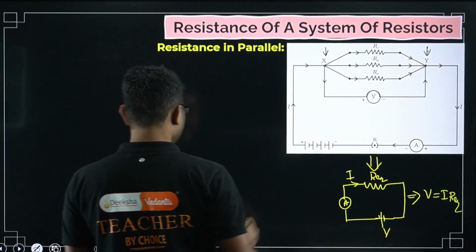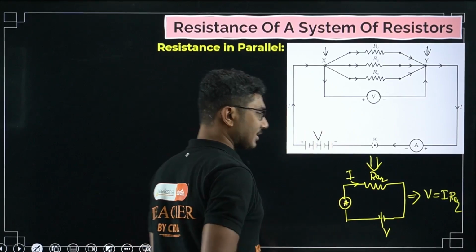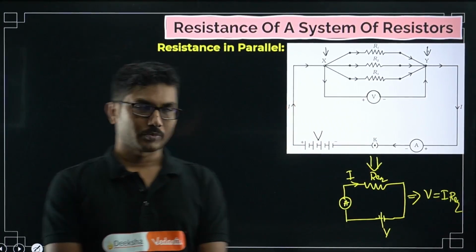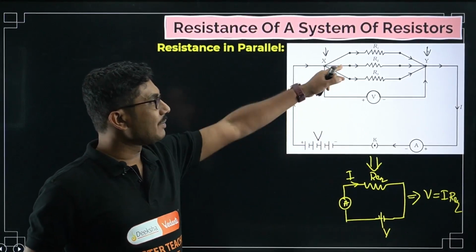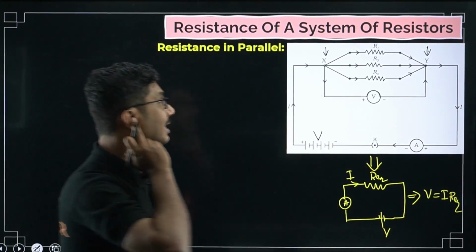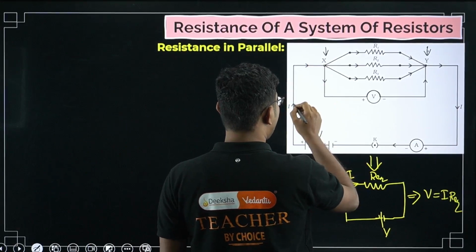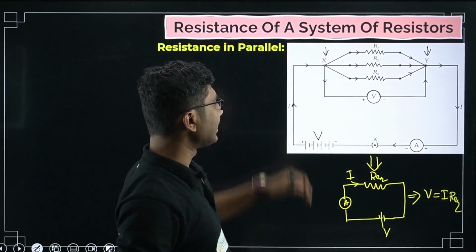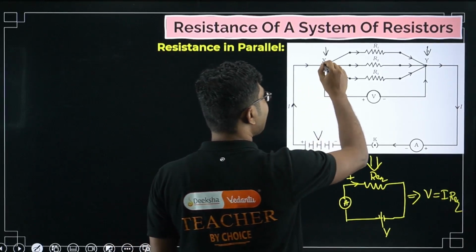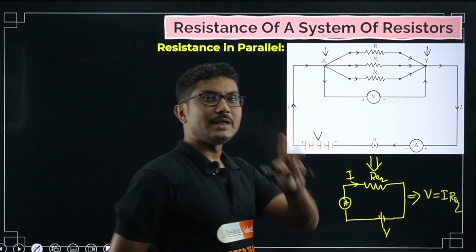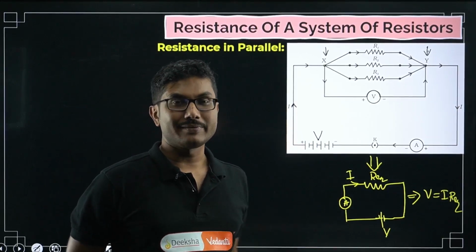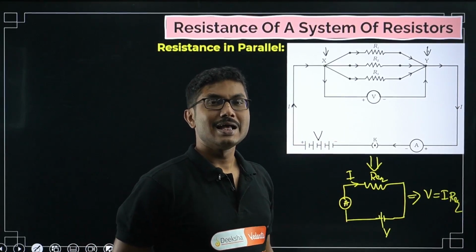Now, in case of series connection, we remember that current was the same, right? Now, is the current the same in all the resistors in this case? So current I was coming through this resistor. Now here at the starting point, current has 3 paths. In that case, there was no path, only one path was available. That's why all the resistances had the same current.